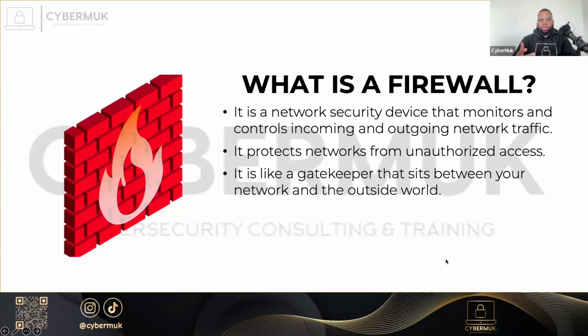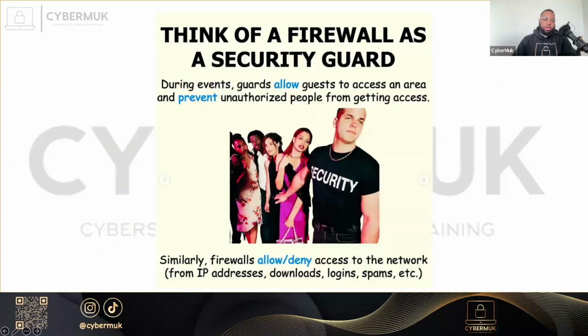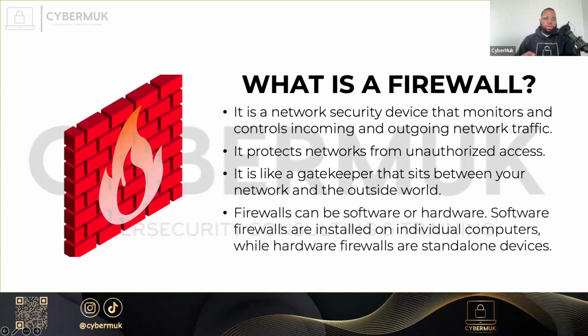It's like a kind of gatekeeper that sits between your network and the entire world. A firewall is like a security guard. The security guard is used to allow guests to access an area and prevent unauthorized people from getting access. Firewalls deny access to the network based on different requirements. A firewall can be software or hardware. Software firewalls are installed on computers. Hardware firewalls are standalone devices. And there are different use cases. We will look at the different types of firewalls and their different use cases.